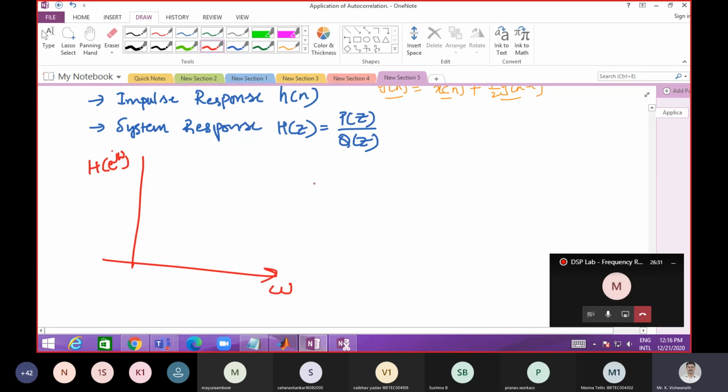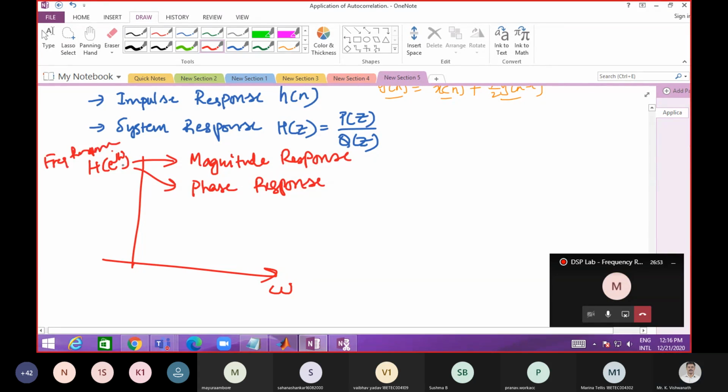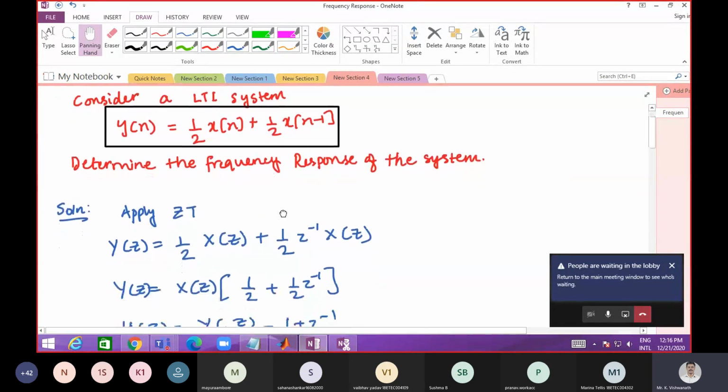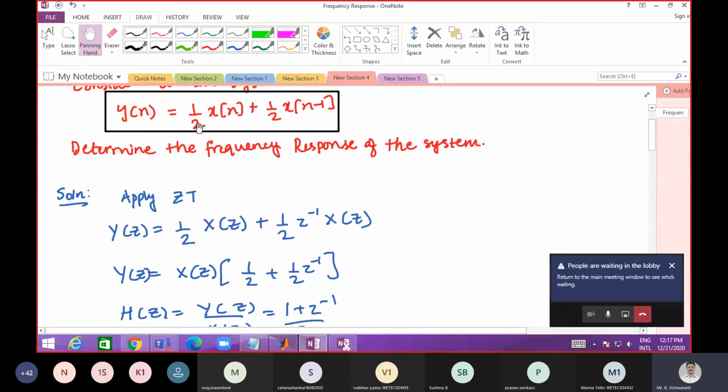y-axis is H of e power j omega. But frequency response is made up of two things, that is magnitude response and phase response. Okay, so the frequency response comprises of magnitude and phase response. We have to get these two curves. Okay, now how do we do that? So first we will see theoretically what is the frequency response of this system.